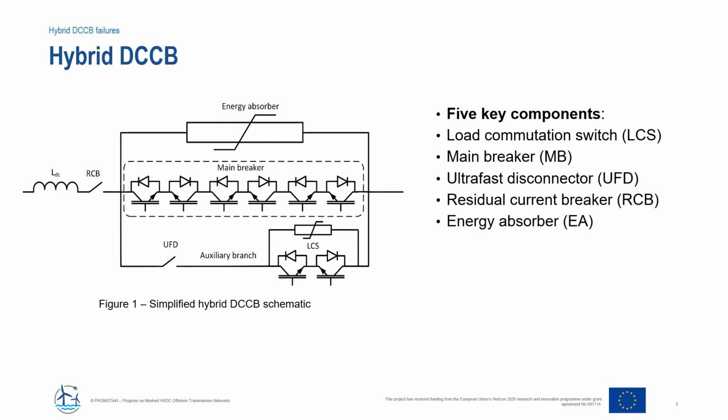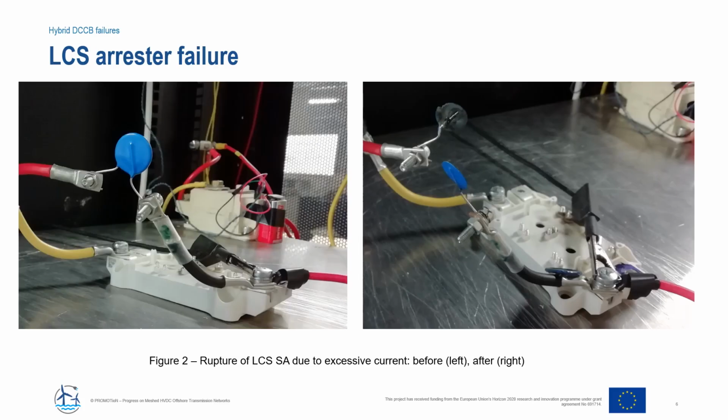All this work is summarized in deliverable 6.6, but presenting it here would take far longer than the 10 minutes I have been given. Therefore, only a select few examples are chosen and presented here. Destructive experiments are of course the most entertaining ones to present, so I chose the test of load commutation switch's surge arrestor failure. In this experiment, it is assumed that the ultra-fast disconnector failed to open because of actuator failure, or it physically opened but did so under current, leading to arcing.